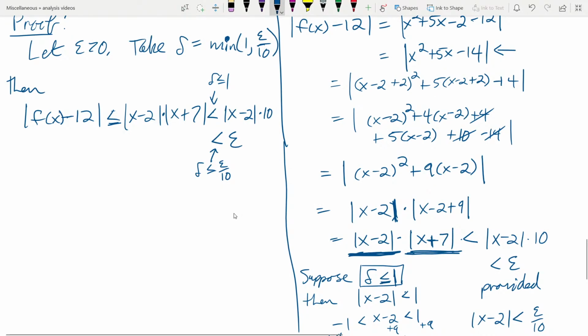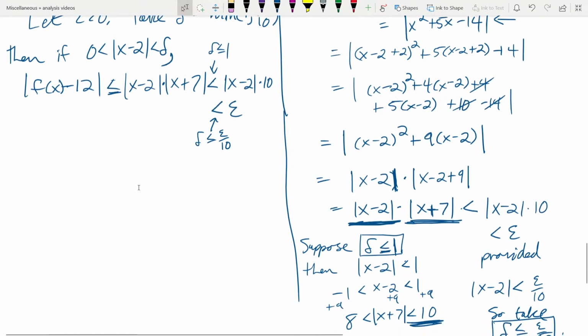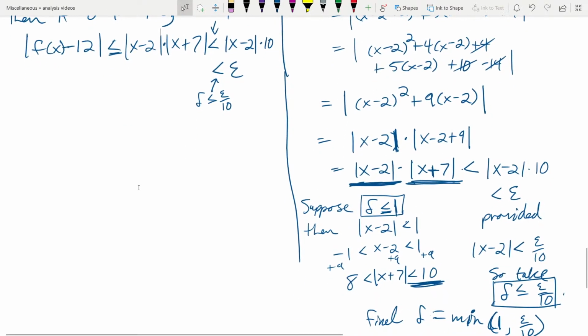Oh, sorry. I also forgot to mention if 0 is less than x minus 2 less than delta, okay.